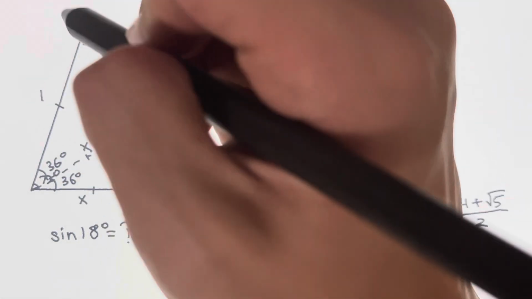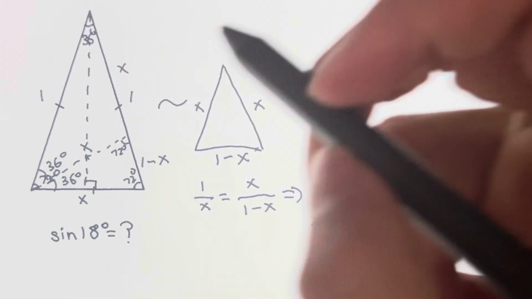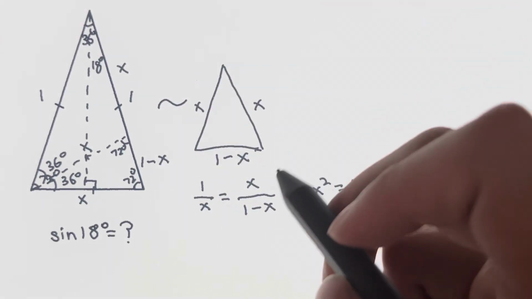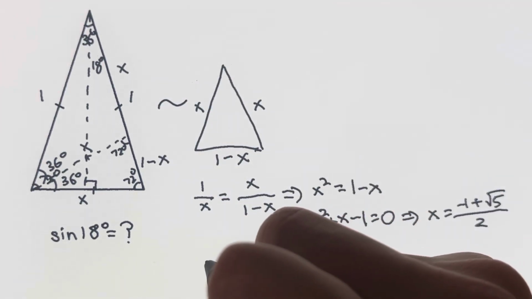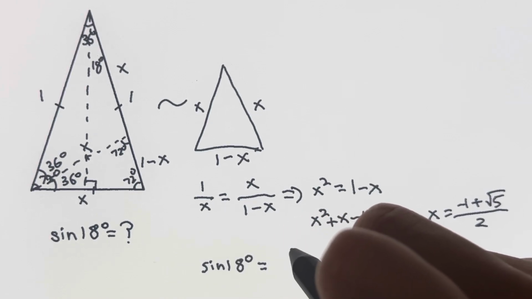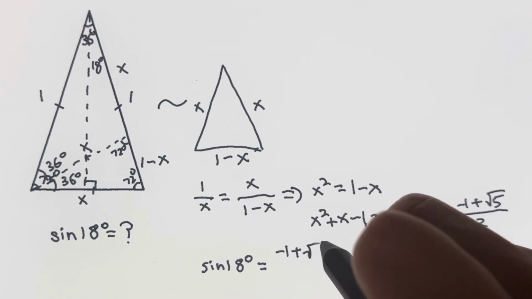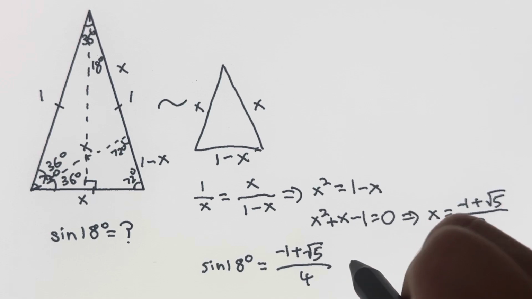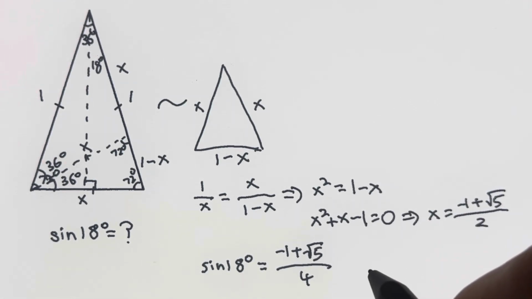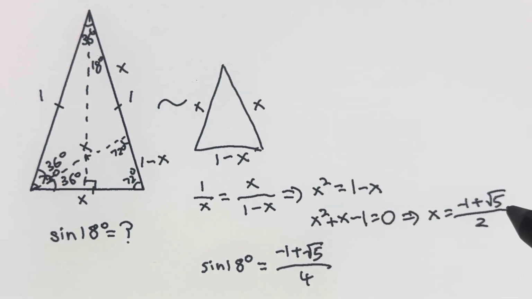And now if we draw the three-and-one line here, we know that this is going to be 18 degrees, right? So by definition, sine is the opposite side over the hypotenuse. So we have sine of 18 degrees this time will just be negative 1 plus square root 5 over 4 to 1. So it should be negative 1 plus square root 5 over 4, because it is half of negative 1 plus square root 5 over 2.